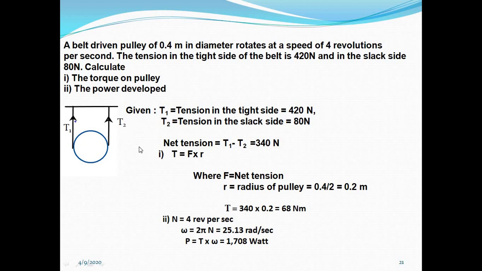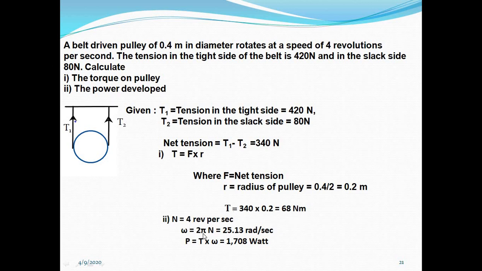Now this pulley is a mechanical load, so here we have to consider the mechanical power. So first we have to calculate the torque, which is equal to force into the radial distance, that is in this case the radius of the pulley. Now for finding the force we first have to find the net tension in the pulley. That net tension is nothing but the force T1 minus T2, that is tension in the tight side minus tension in the slack side. So here the value of torque is 68 Newton meter.